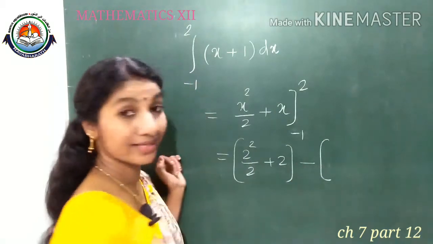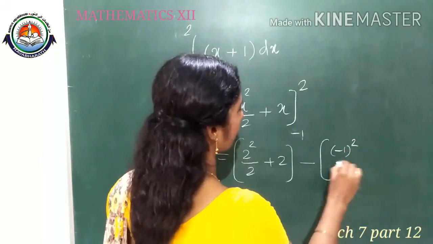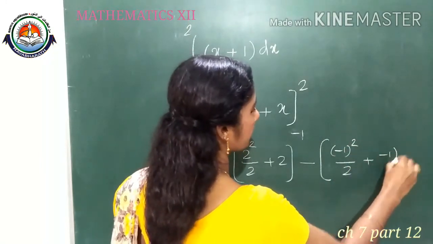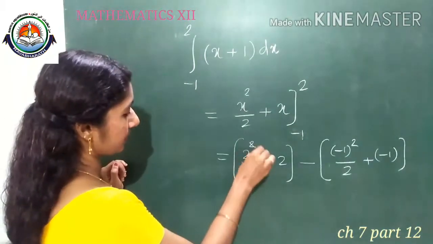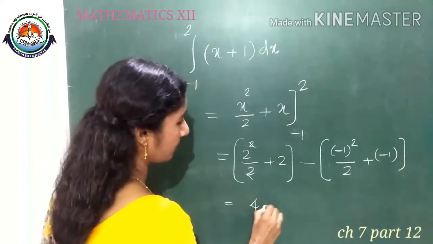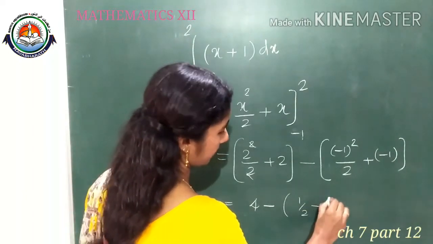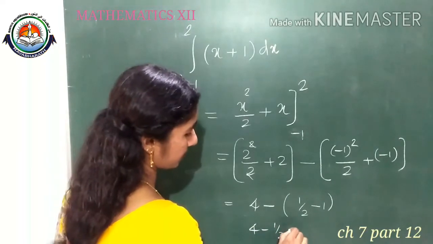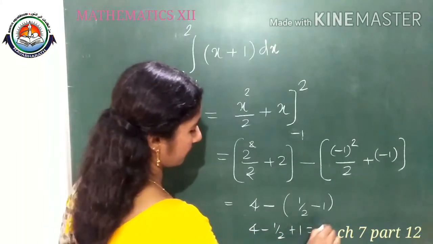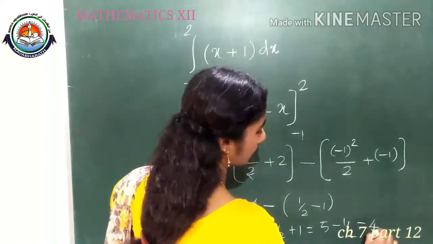minus, give the lower limit. Lower limit is minus 1. So minus 1 square by 2 plus minus 1. Then calculate this value. So 1 2 we can cancel, 2 plus 2 is 4 minus, this is 1 by 2 minus 1. 4 minus 1 by 2 plus 1. So we are getting 5 minus 1 by 2, that is 4 1 by 2.